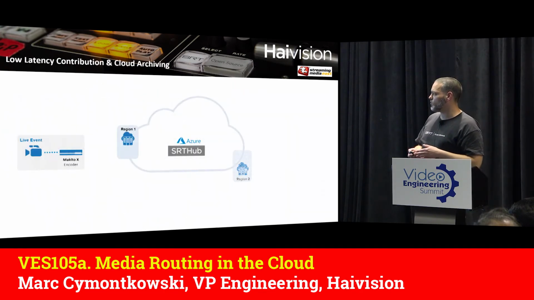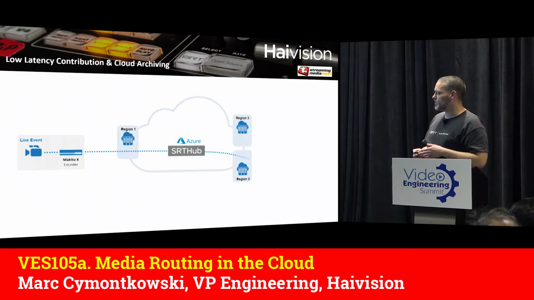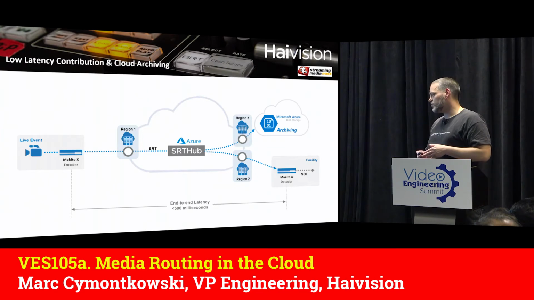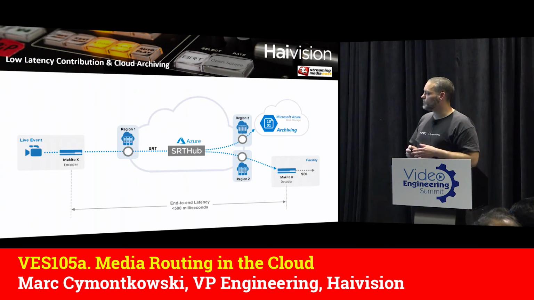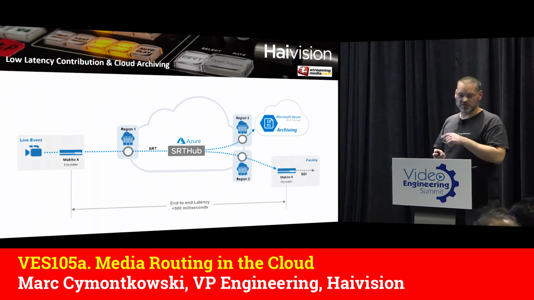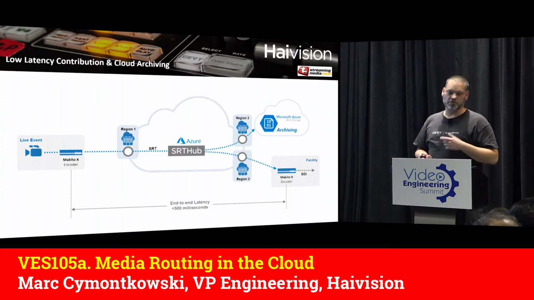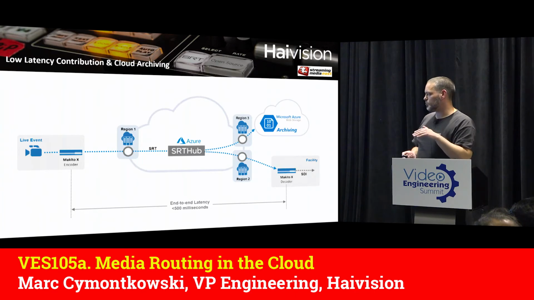This is an example that we ran at NAB. So we had a Makito encoder input in one region, running over the SRT Hub. In the second region, going out to a Makito decoder, doing end-to-end 500 milliseconds latency. Going out in the third region and writing to Azure Blob Storage for archiving this live stream. So there's a hublet that we created with Microsoft to write the live stream into Azure Blob Storage directly.